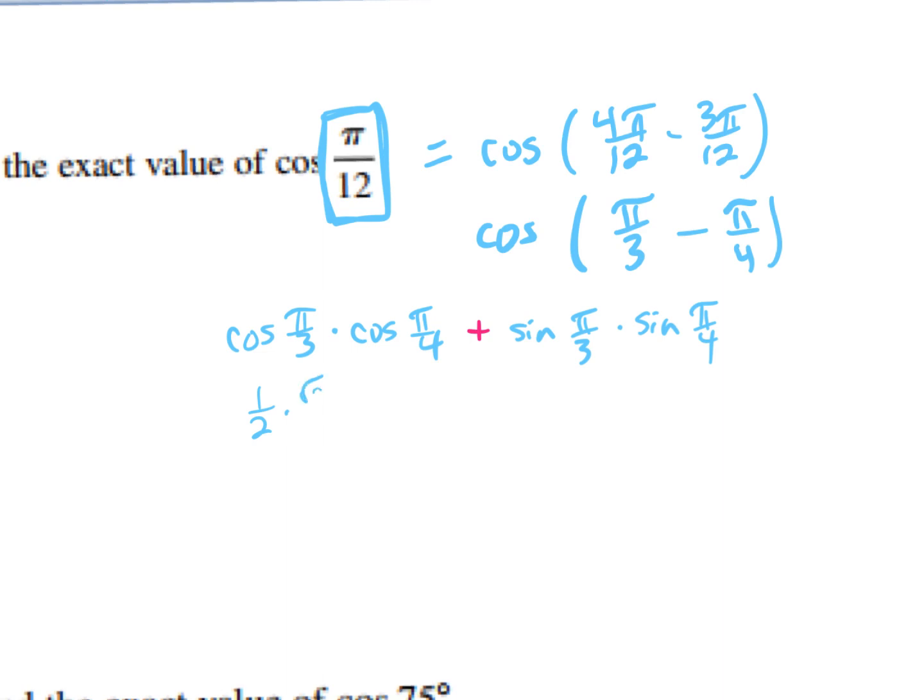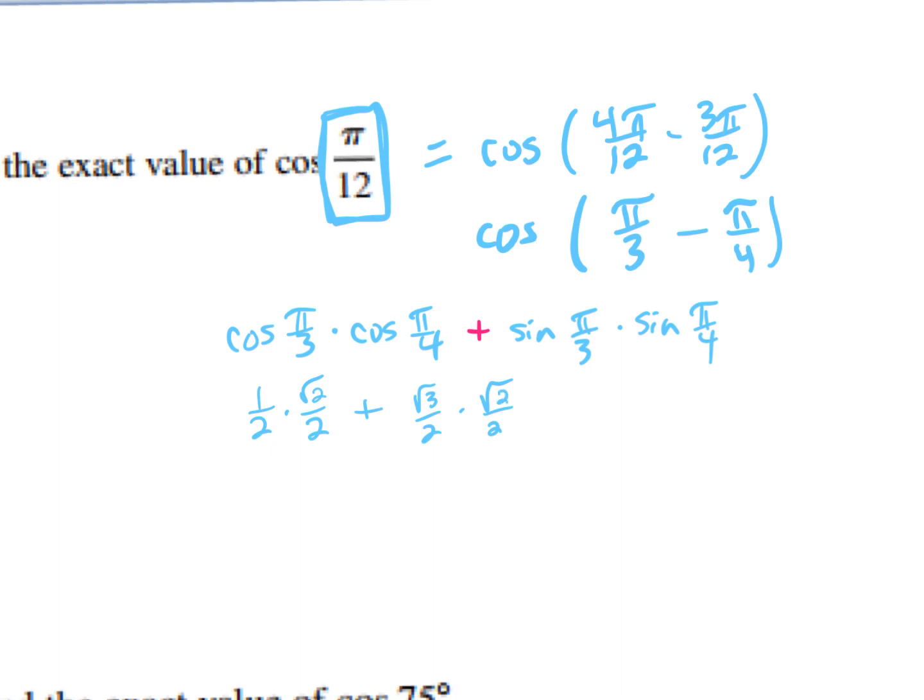Root 2 over 2, right? Good, okay. And then plus sine of pi over 3, Campbell? Root 3 over 2. Root 3 over 2 times sine of pi over 4. Braden, what do we get for that? Root 2. Root 2 over 2.